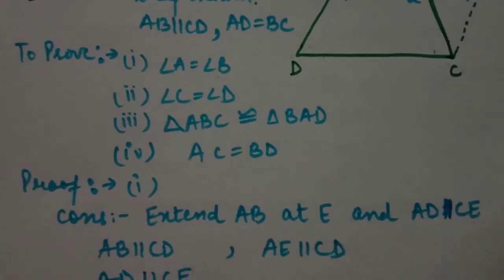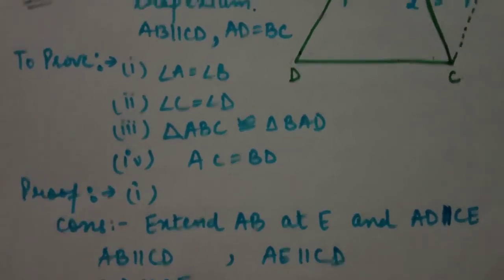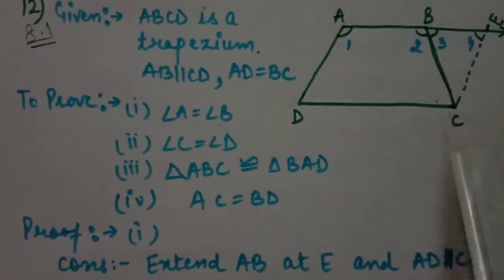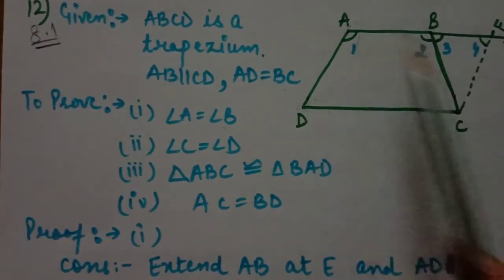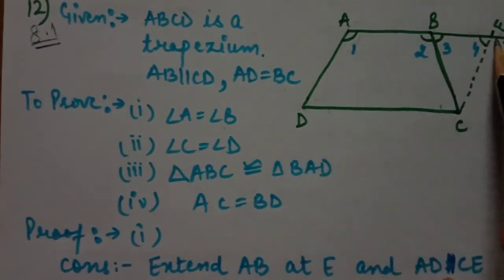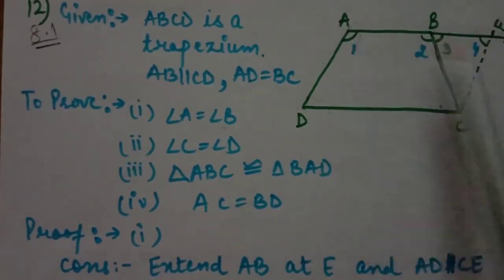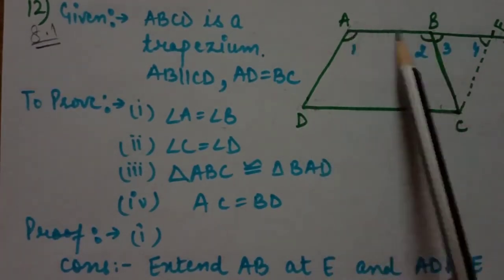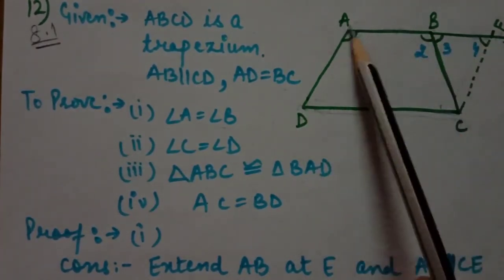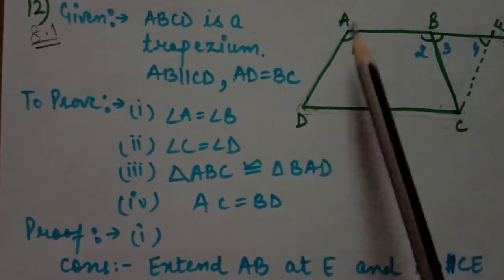For this we have to do a construction: extend AB to E, and draw CE such that AD is parallel to CE. So definitely it becomes a parallelogram. AECD is a parallelogram because these two sides are parallel. Automatically this complete line is parallel to this, and now by construction these two lines are parallel to each other. So it is a parallelogram.